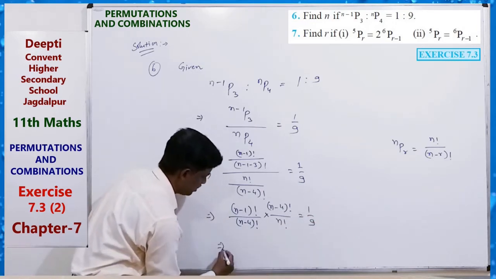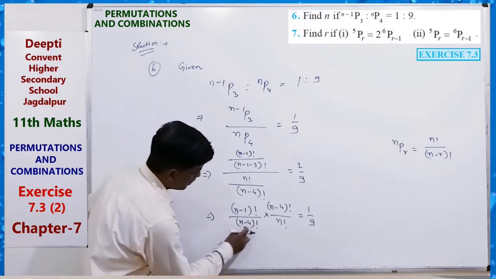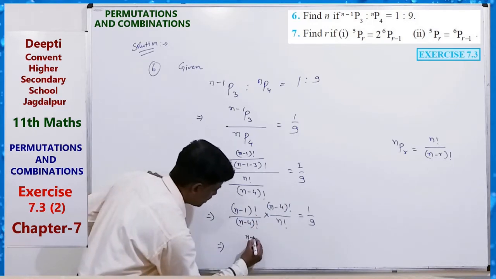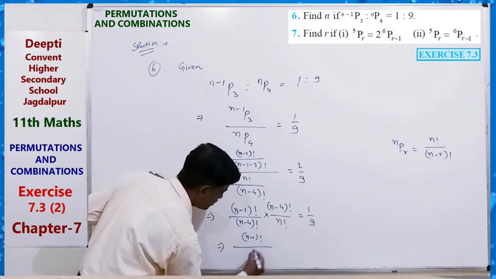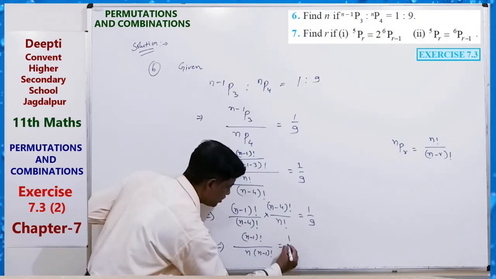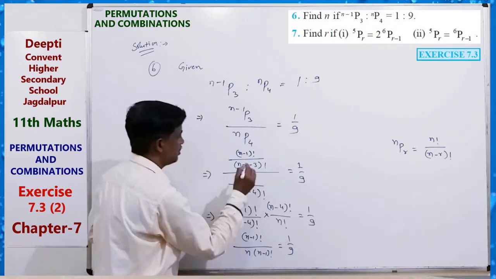Just calculate it. You can solve it. N minus 4 factorial and n minus 4 factorial cancel out. N minus 1 factorial, n factorial. So we can write it as n into n minus 1 factorial by the rule of factorial. So 1 by 9. Here also this cancels, so 1 by n equals 1 by 9.